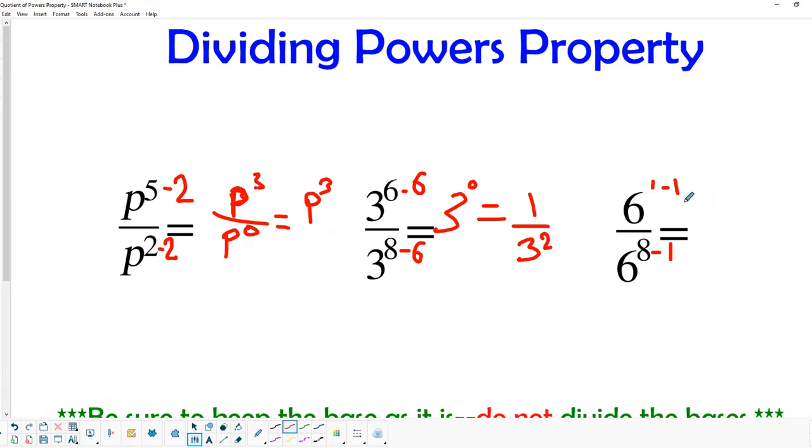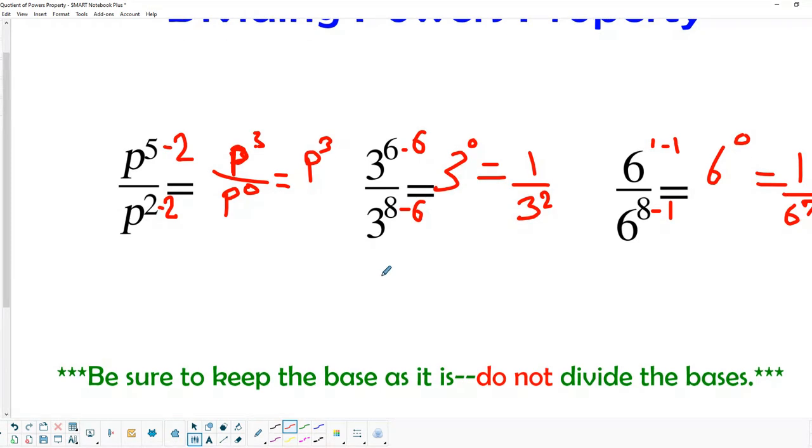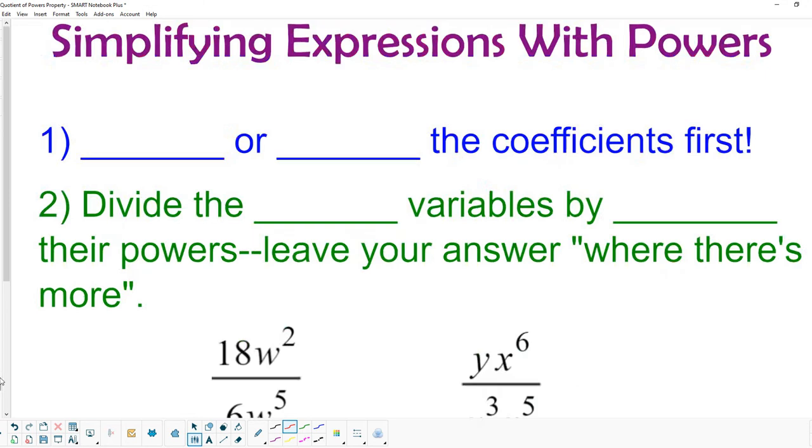On my third example, 1 minus 1 is 0, so I would have 6 to the 0 power, which equals 1. And then 8 minus 1 is 7, so 6 to the 7th power on the bottom. Okay, be sure to keep the base as it is. Do not divide the bases. Don't try to do p divided by p or 6 divided by 6 and get a 1 or something like that. Follow the rules strictly.